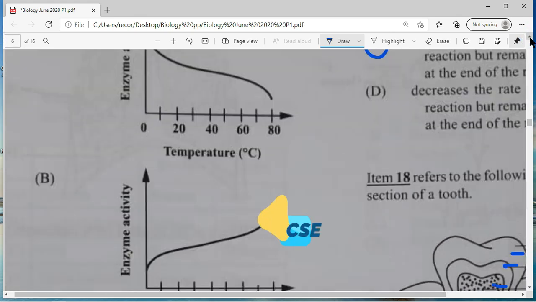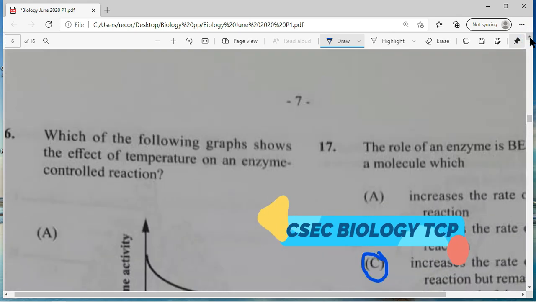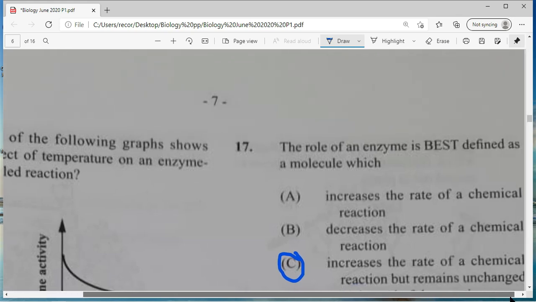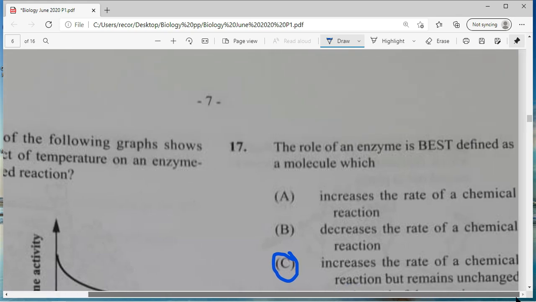And we're moving on to question number 17, and this is of course the role of an enzyme, best defined as a molecule which... Now this is a repeated question in its same position from 2018, question number 17, and this is pretty much a good reason why we should read through all the options before answering.